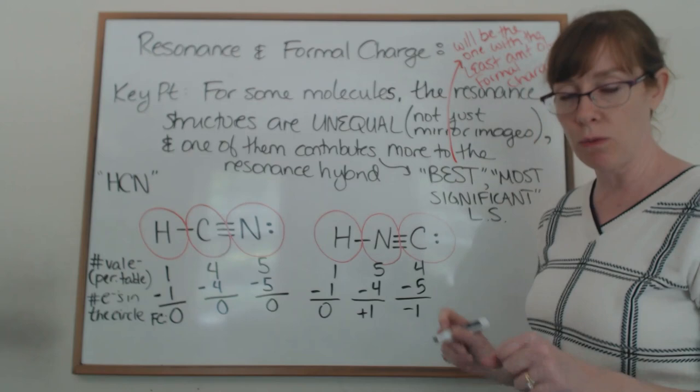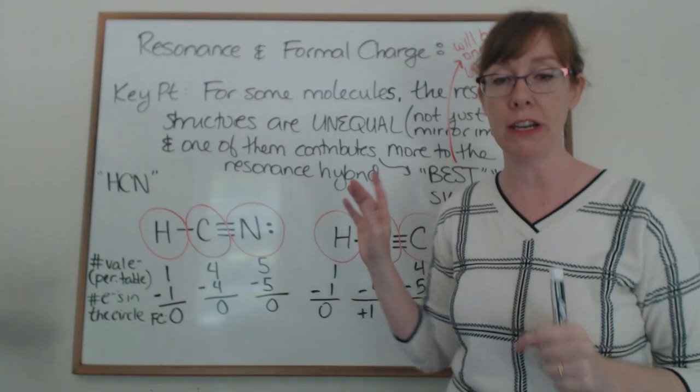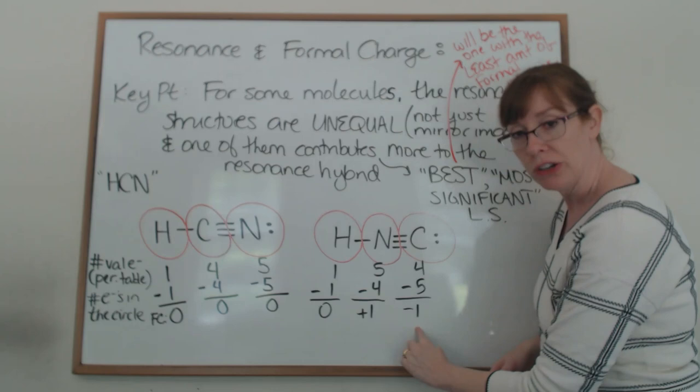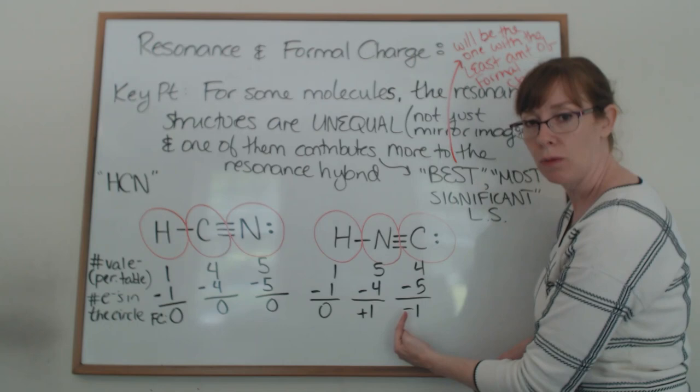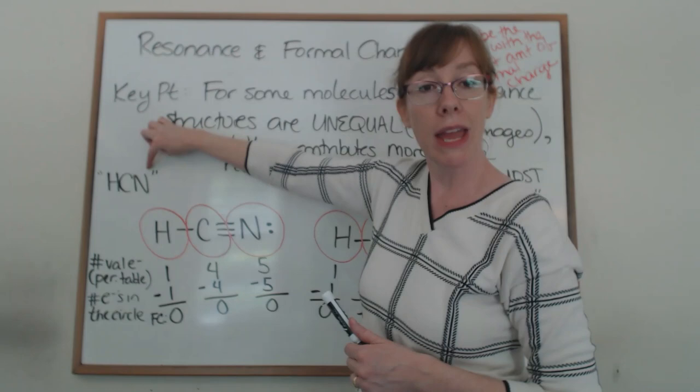Now, one thing to check before we finish this evaluation here. When you add up all the formal charges of the atoms of the molecule, zero, plus one, and negative one, it should equal the charge on the molecule. So HCN is neutral, so its formal charges should add up to zero. That's a way for you to check that you're doing it right.